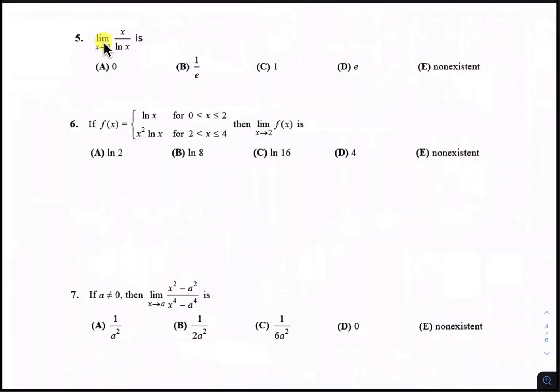Number 5 says the limit as x approaches 1 of x over the natural log of x. We can do direct substitution, replacing the x's with 1's. So we have 1 over the natural log of 1. And you remember that the natural log of 1 is 0. So that is going to be 1 over 0. And we know that that is a vertical asymptote, which makes it undefined or does not exist.